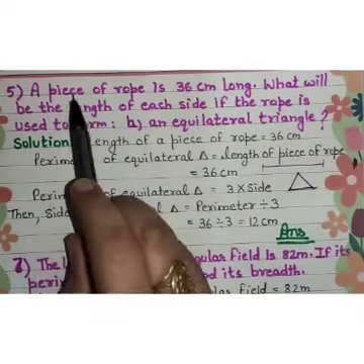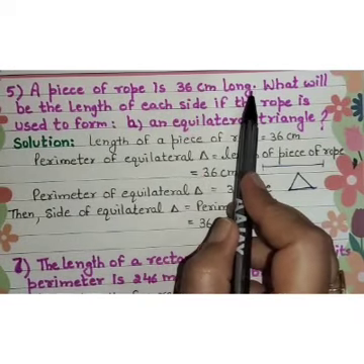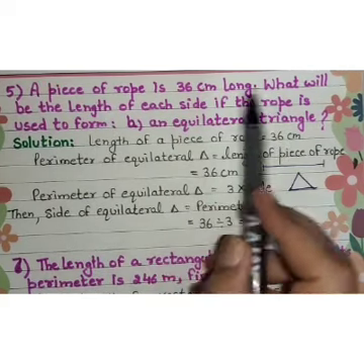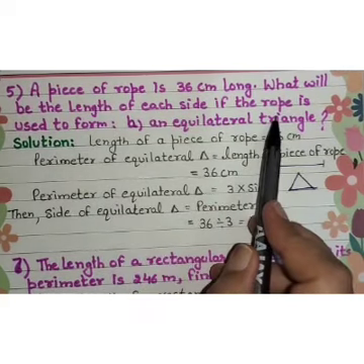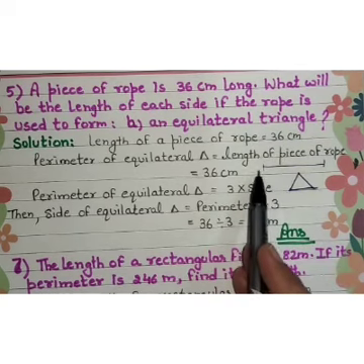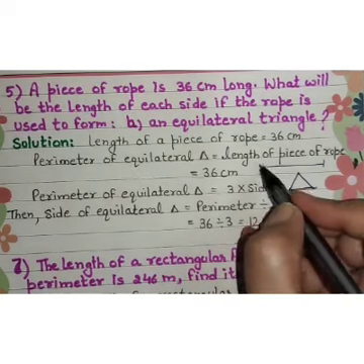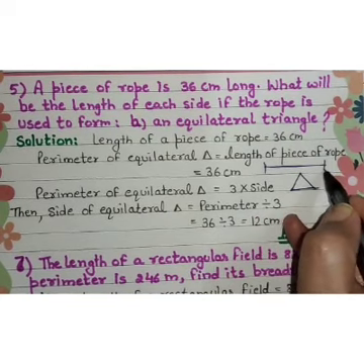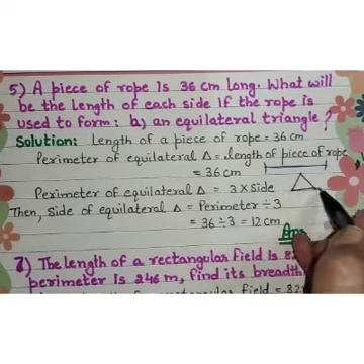Question number 5. A piece of rope is 36 cm long. What will be the length of each side if the rope is used to form an equilateral triangle? In this question, we suppose this is a rope. Using this rope, we form an equilateral triangle.